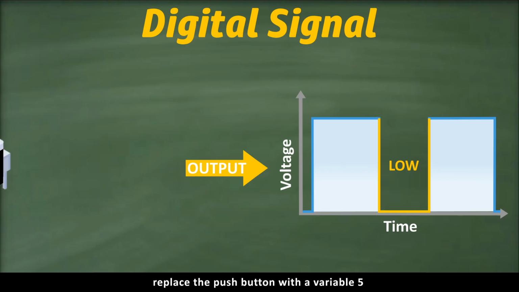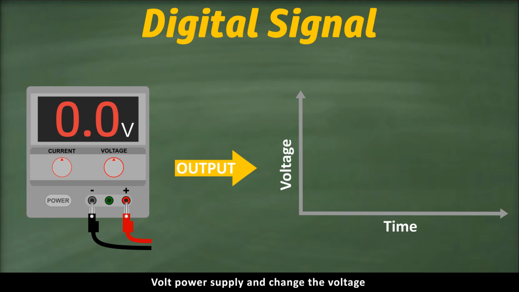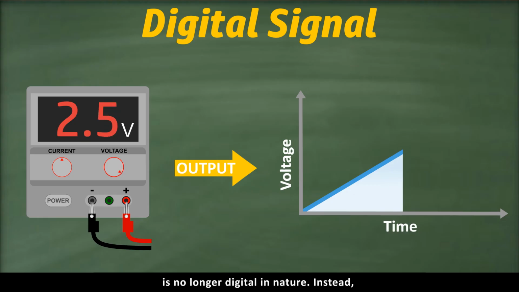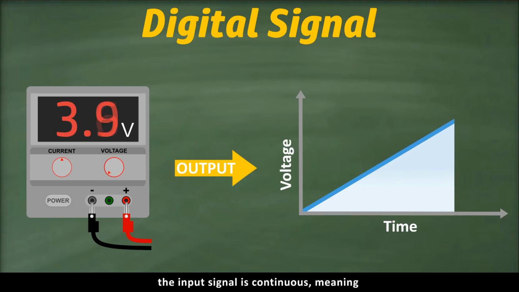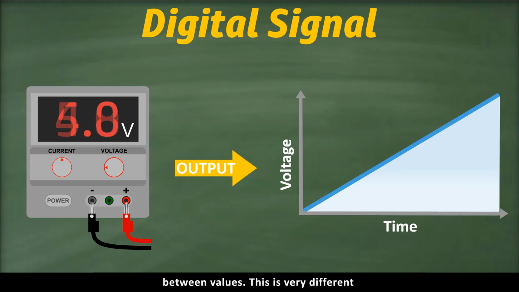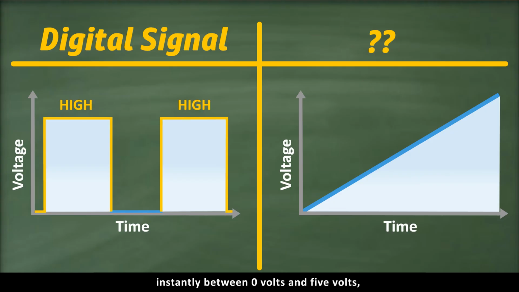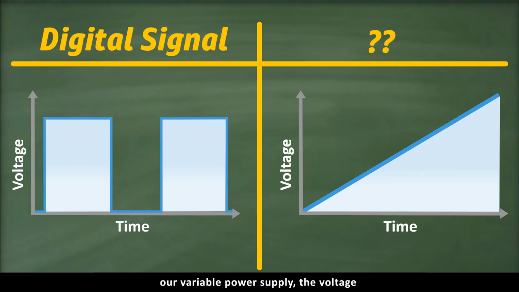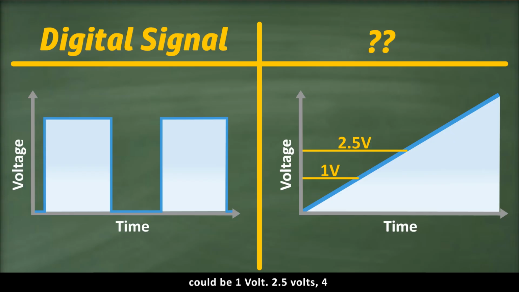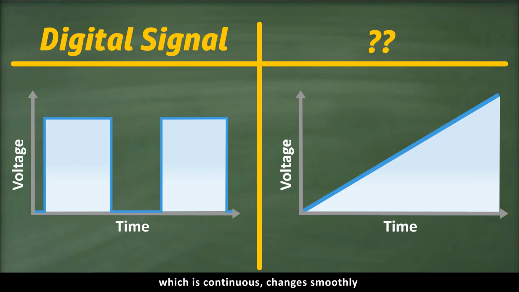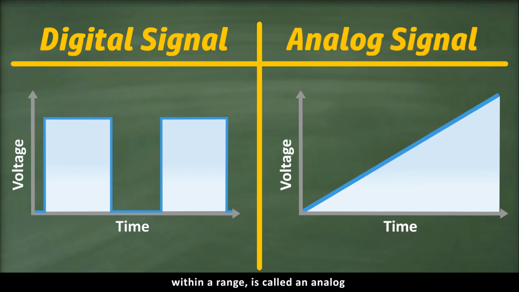But what if we replace the push button with a variable 5-volt power supply and change the voltage by rotating its knob? Now the input signal is no longer digital in nature. Instead, the input signal is continuous, meaning it changes smoothly without sudden jumps between values. This is very different from digital signals, which jump instantly between 0 volts and 5 volts, skipping over everything in between. With our variable power supply, the voltage could be 1 volt, 2.5 volts, 4 volts, or any other value within the 0 to 5 volts range. A signal like this, which is continuous, changes smoothly over time, and can take on any value within a range, is called an analog signal.